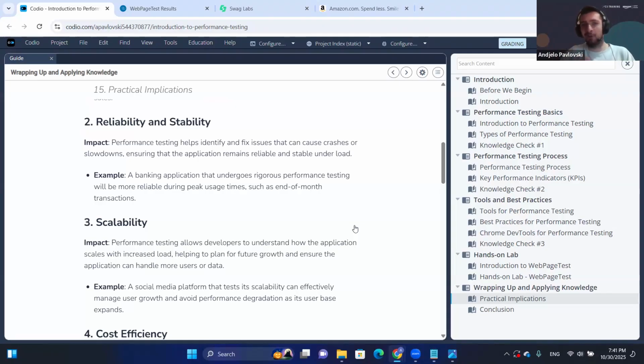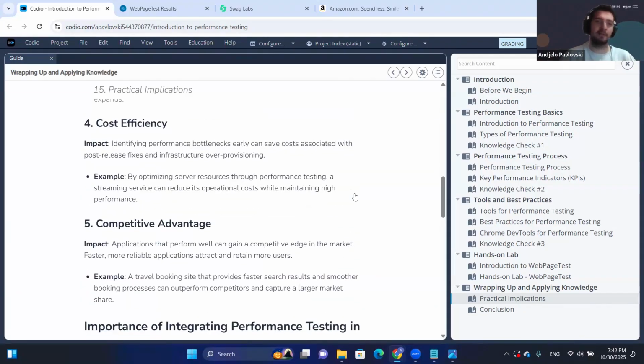So it should scale up and down appropriately so that this flow is in a way constant, let's say. And I would add cost efficiency and competitive advantage.